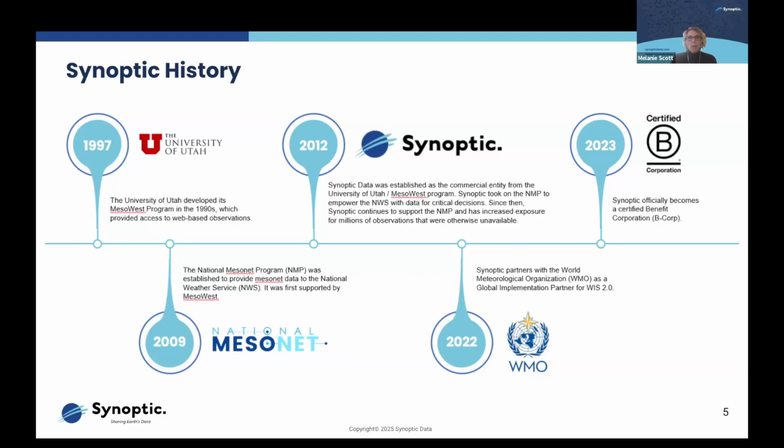And if you have not heard of the National Mesonet program, it is a program that brings together non-federal data to the National Weather Service. So they can use federal data, non-federal data, public, private. They can access any kind of station data for forecasting, for research, for watches and warnings, and really protecting life and property. So we've been a part of the National Mesonet program, you could say, even before Synoptic was commercially formed in 2012.